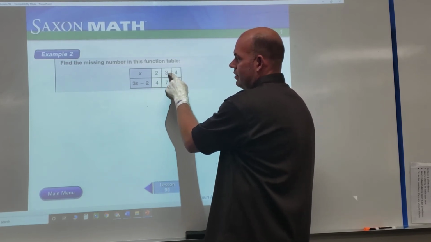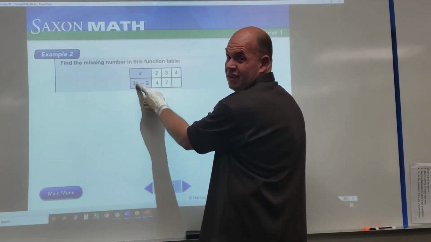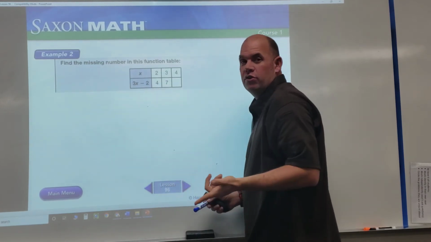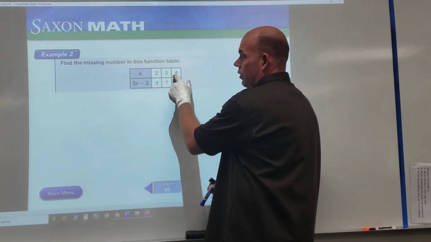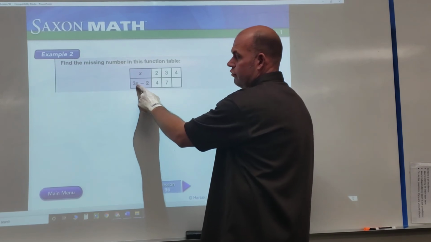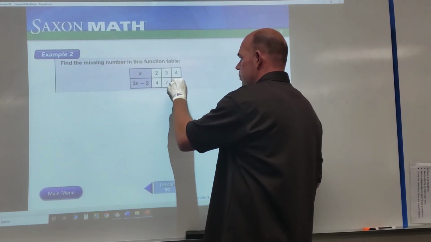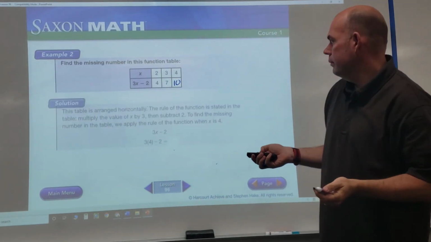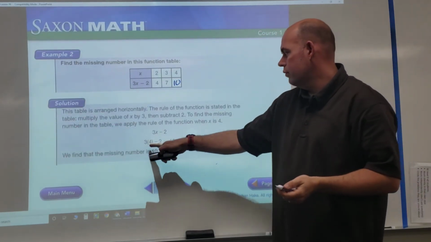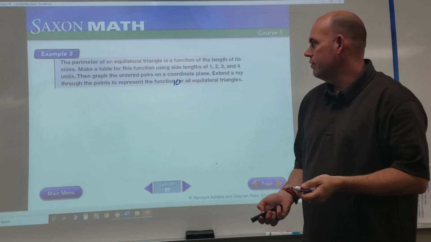If we plug x in here as a 3, 3 times 3 is 9, minus 2 is 7. So that's pretty easy to figure out. Plug the 4 in. 3 times 4 is 12, minus 2 is 10. Perfect. All right. So then we get 10. Pretty easy to solve that one.